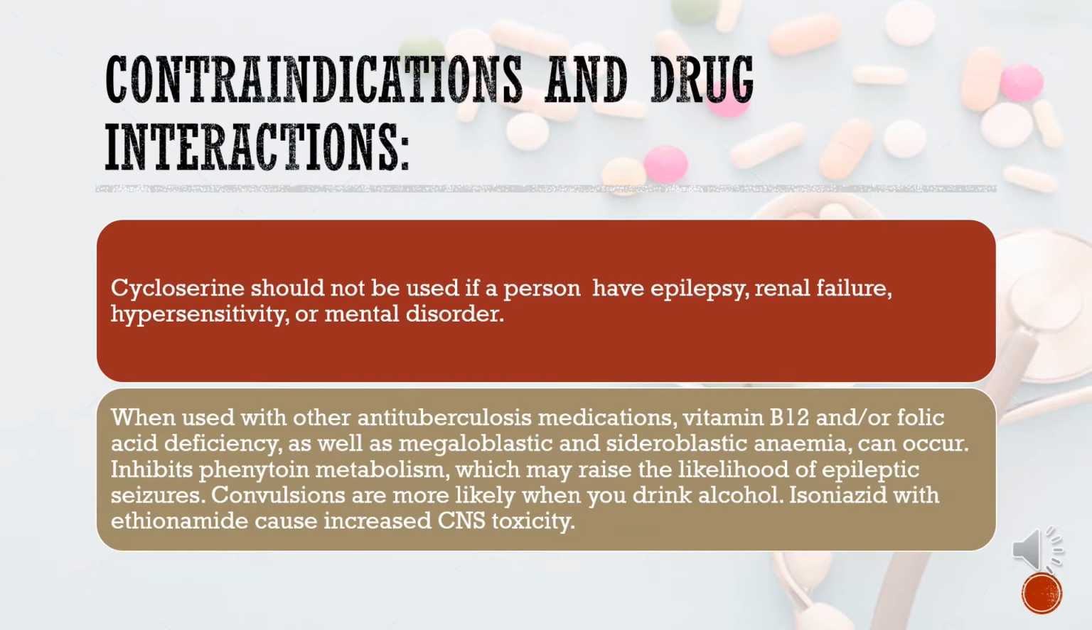Contraindications and drug interactions. So cycloserine is contraindicated in patients with epilepsy, hypersensitivity, renal failure, and mental disorders. Different drug interactions occur when cycloserine is used with other anti-tuberculosis medications; it may lead to folic acid deficiency or megaloblastic anemia, and can also inhibit phenytoin metabolism, which can cause epileptic seizures. Also the consumption of alcohol may cause convulsions.